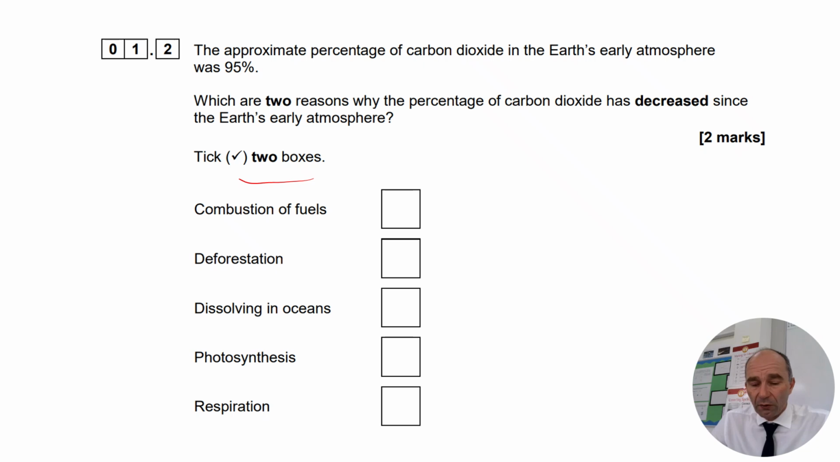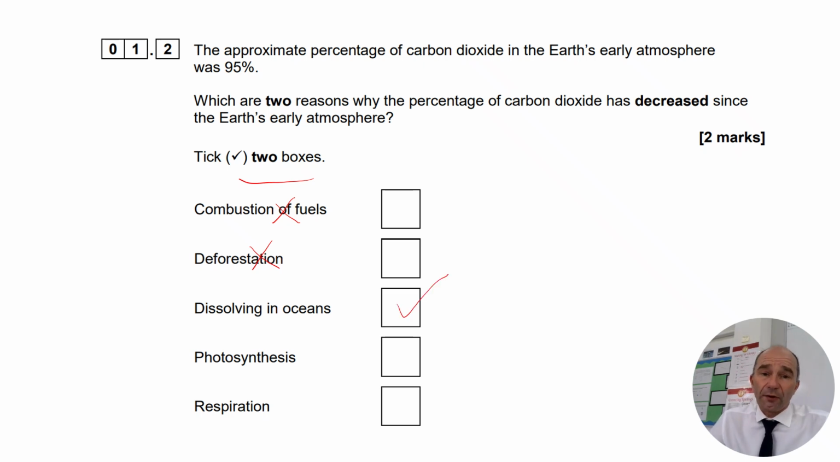So combustion of fuels, well, that just adds to carbon dioxide in the atmosphere. Deforestation, again, generally leads to more carbon dioxide being there because we're losing trees which take in carbon dioxide, which is a bit of a clue for later on. Now, dissolving in oceans. So 70% of the planet's covered in water, and that is a huge surface for carbon dioxide to dissolve in. So that is definitely a good answer.